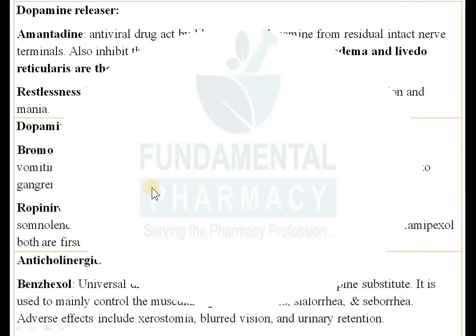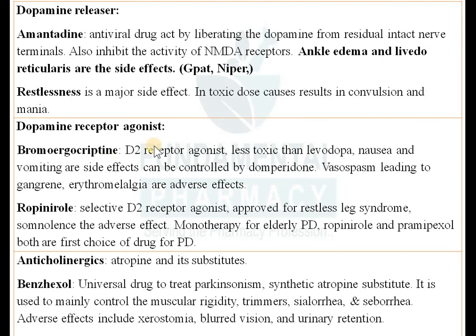Now the next one is a dopamine releaser. Those drugs which will release the dopamine. For example, the drug is amantadine. Basically this amantadine was an antiviral drug. ठीक है. Amantadine जो है वो antiviral drug है, but बाद में देखा गया कि ये dopamine का release करता है. It will increase the dopamine release. So that's why it is also useful in Parkinsonism. But basically it is an antiviral drug.